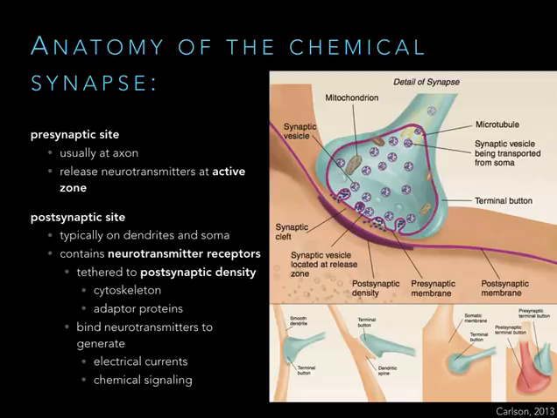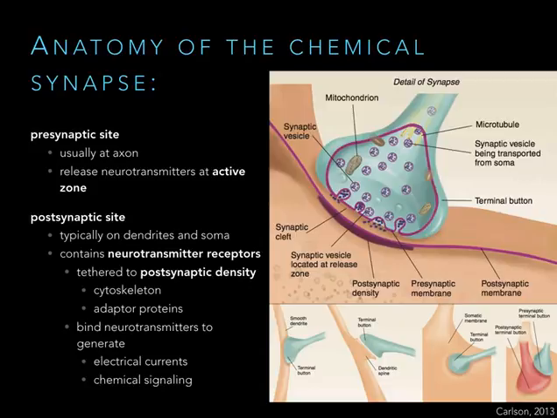The other part of the postsynaptic density would be the scaffolding proteins that hold the neurotransmitter receptors in place and prevent them from just diffusing freely in the membrane. So we hold the neurotransmitter receptors immediately opposed to the axon there.